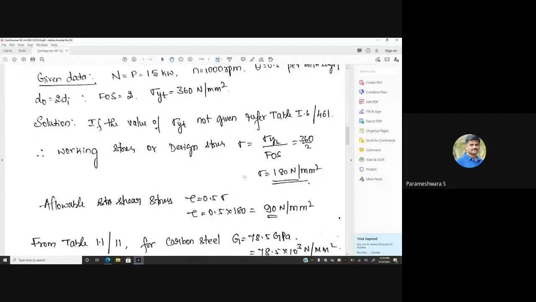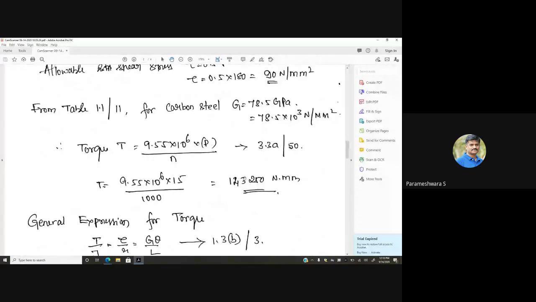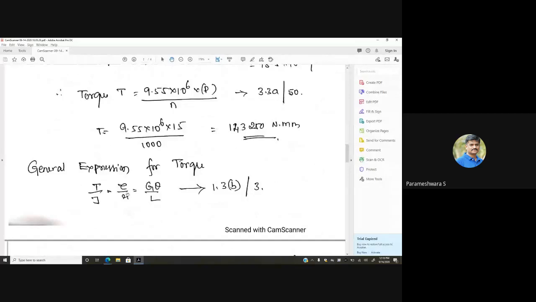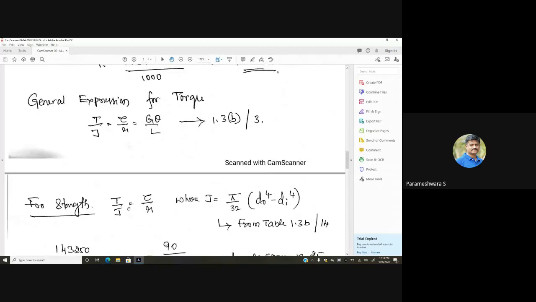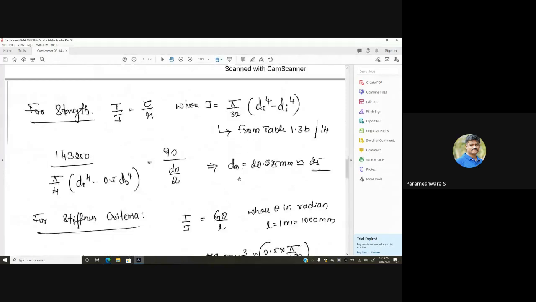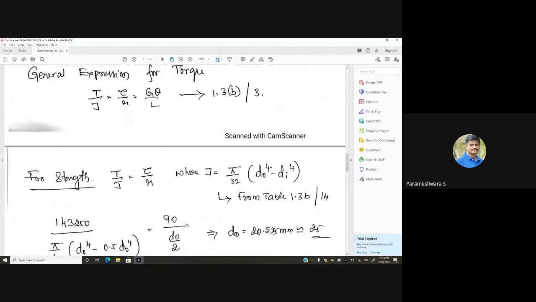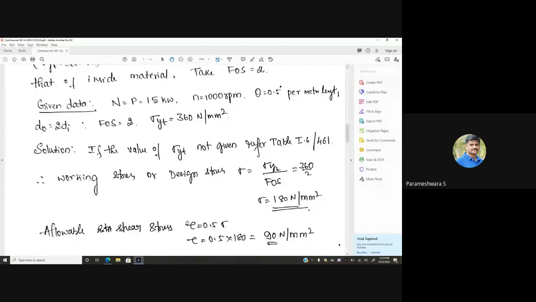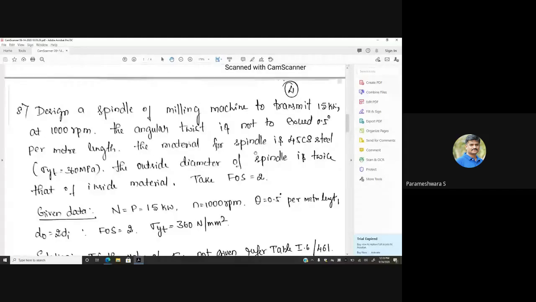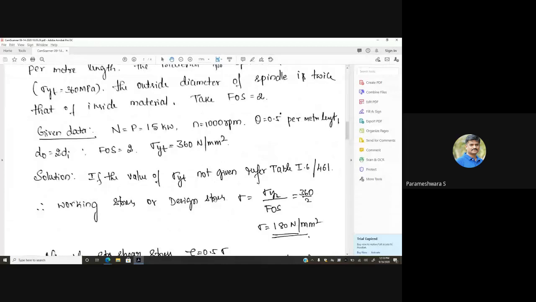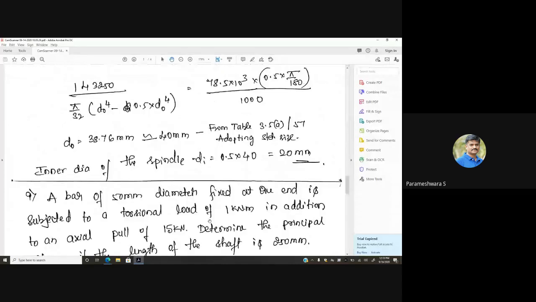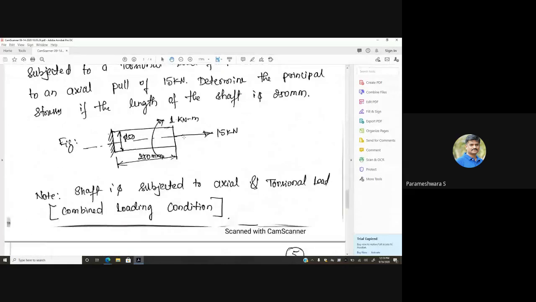Where you calculated the torque and made use of the torque equation to determine one of the geometry, that is the outer diameter, and in turn you calculated the inner diameter. So this is a problem where a body is subjected to one kind of loading, whereas just now we have solved a problem where a body is subjected to more than one type of loading. Here it is axial loading and torque, the twisting moment loading.